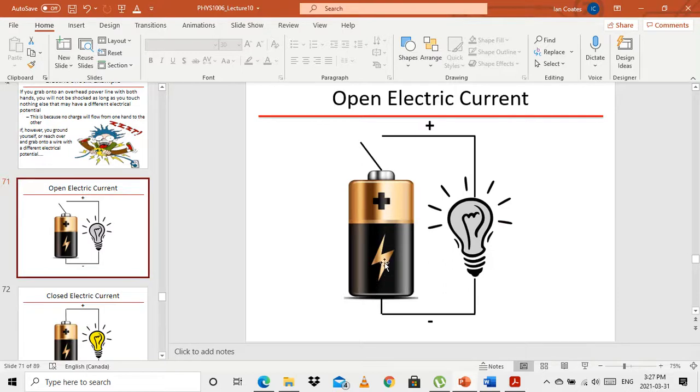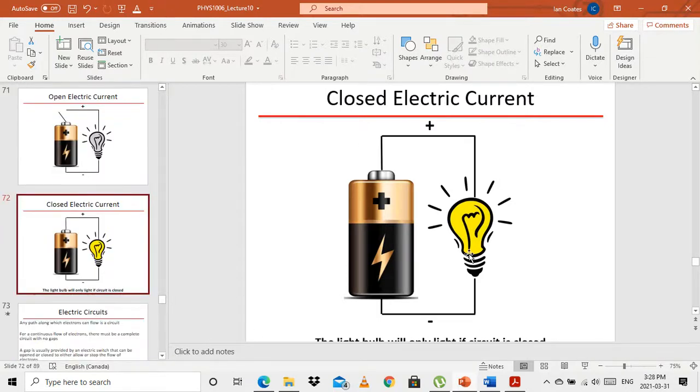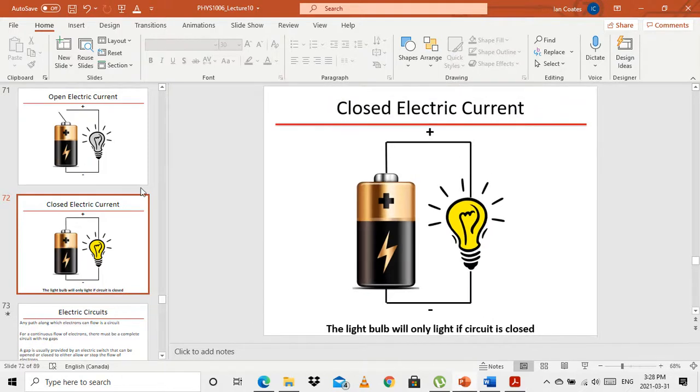Here's just an example of an open circuit, and you'll see that the light bulb is not on. Battery here, electric potential energy in volts, it's got juice in there, but because this system is open, nothing can flow. So no electrons are passing through the light bulb, so the light bulb is off. If we close the switch here, the light bulb will only light if the circuit is closed, because now we have a flow.